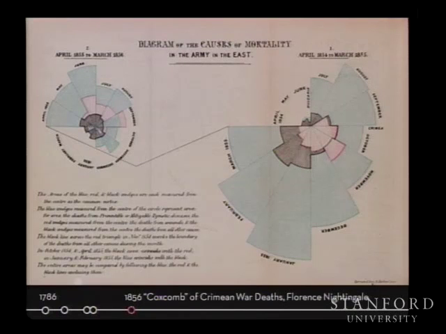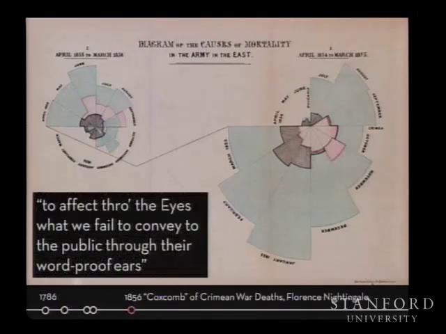And she stated this quite clearly, that she thought that the tables of figures that statisticians were collecting were not enough to either engage the public or to affect decision-making amongst the royalty. And so she claimed as her goal in this particular chart to affect through the eyes what we fail to convey to the public through their word-proof ears. Basically, she wanted to make this evocative and different to try and draw people's attention in so they would actually get engaged with the data rather than, say, glaze over when facts and figures were presented. And while her collaborator, the statistician Farr, who actually collected this data, argued that statistics should be the driest of all readings, clearly his contemporary Nightingale disagreed.